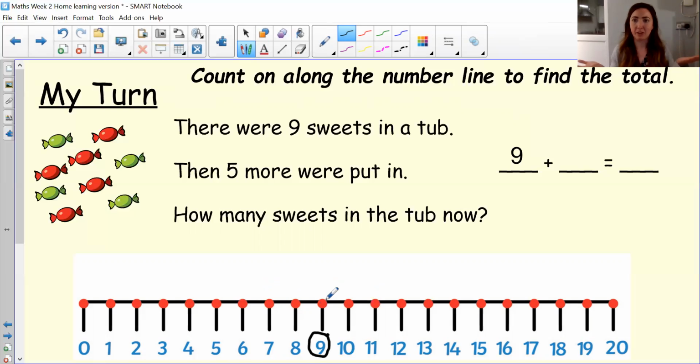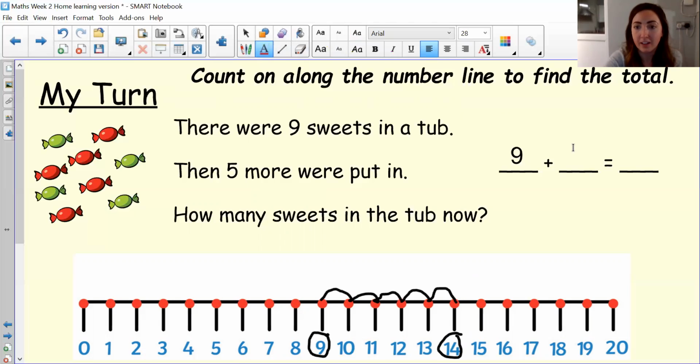So how many jumps do I need to make on the number line? First there are 9 sweets in the tub, then 5 more were added. How many jumps do I need to make from 9? I need to make 5 jumps. Okay, practice with me. So 1, 2, 3, 4, 5. Okay, so I started with the 9 sweets and added 5. And what number have I landed on? I've landed on 14. So 9 add 5 must equal 14.